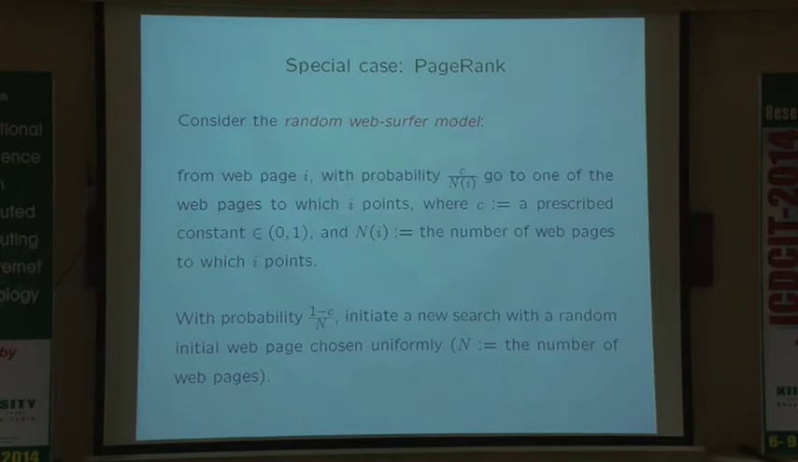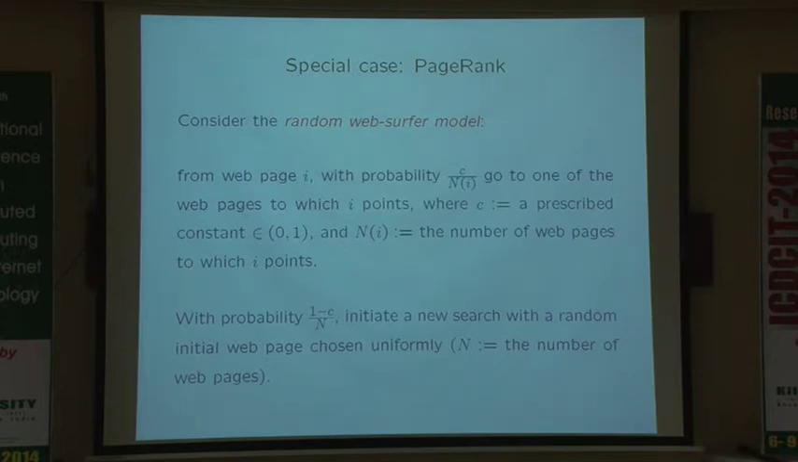So Ni is the number of web pages to which i points. With probability C by Ni, it goes to one of them. Okay, and then you just repeat that. And there's also a chance that you just stop the search after some amount of searching and start afresh. So with probability 1 minus C by n, where n is the number of all web pages, you initiate a new search with a random initial web page. So this is the random web search model.